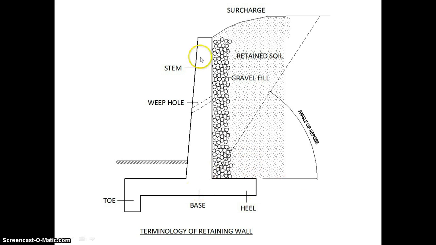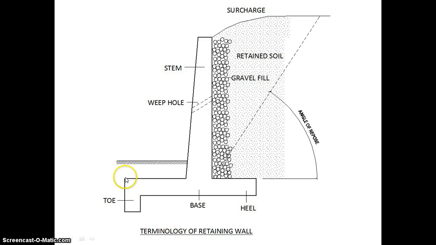This particular sketch is showing you a retaining wall with the vertical portion of the retaining wall, which is called as a stem. The horizontal portion of the retaining wall, which is going to act like the foundation, is going to be called as the base. The portion of the base which projects on the side of the retained earth is going to be called as the heel. The portion of the base which projects on the side where there is no retained earth is called as the toe.